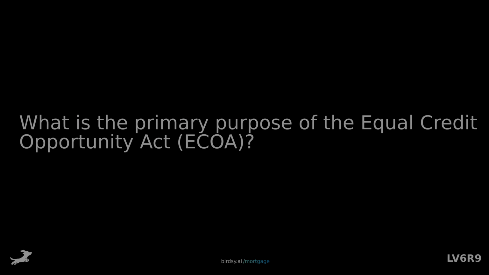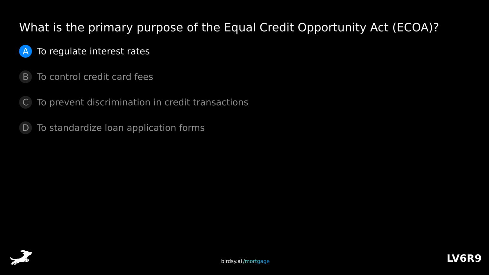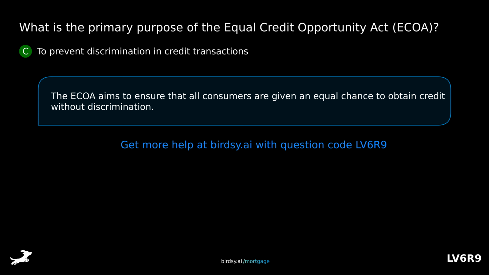What is the primary purpose of the Equal Credit Opportunity Act? Is it A. To regulate interest rates, B. To control credit card fees, C. To prevent discrimination in credit transactions, or D. To standardize loan application forms? The answer is C. To prevent discrimination in credit transactions. The ECOA aims to ensure that all consumers are given an equal chance to obtain credit without discrimination.